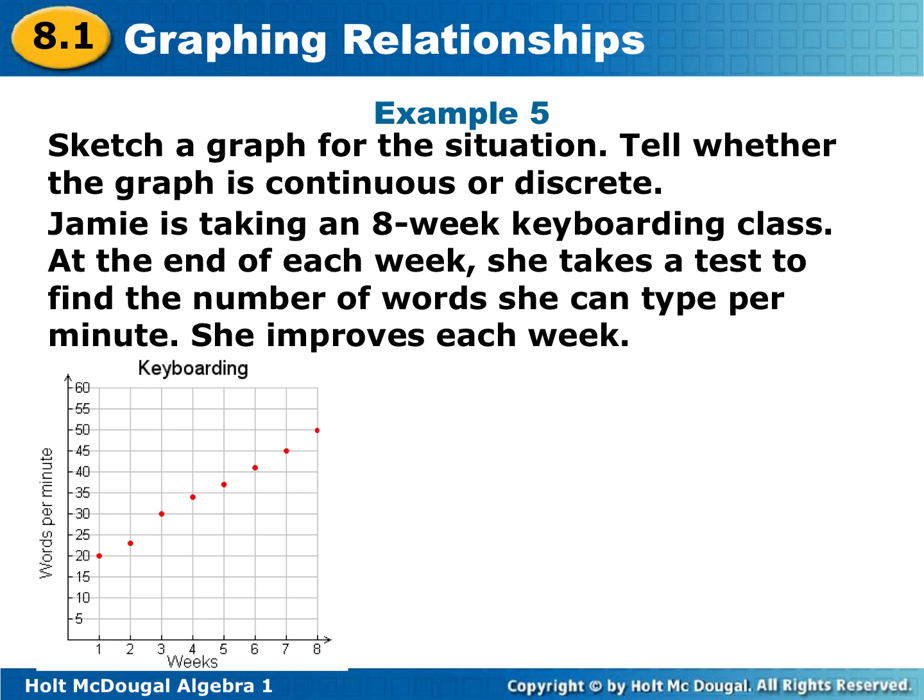So let's talk about it. Yes, what you just talked about could be continuous. If you could have, hey, how many per minute, how many words per minute? If we were looking at how long she was typing, yes, that would be continuous because she could go 24 minutes and 5 seconds. But what are the things we're looking at? We're looking at the number of words per minute, and we're looking at the number of weeks.